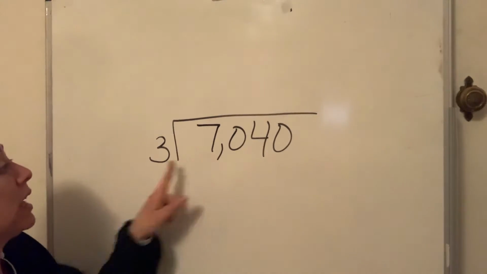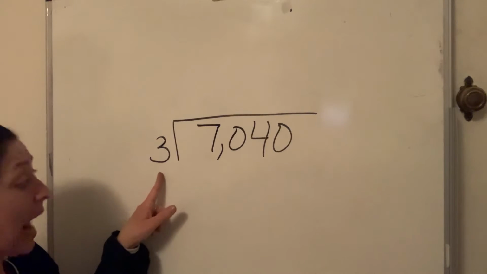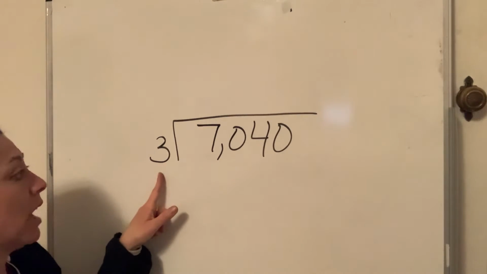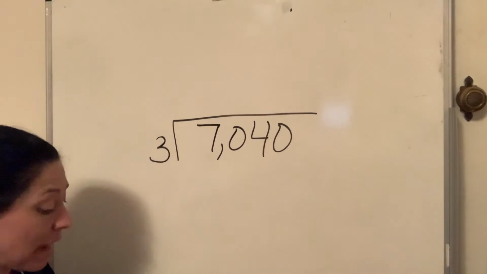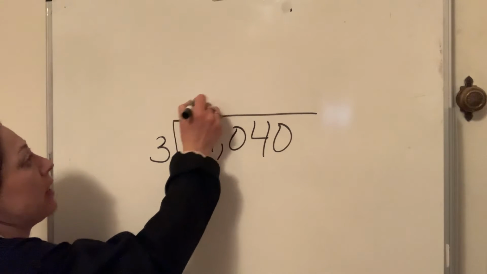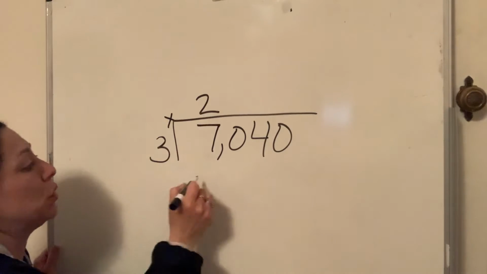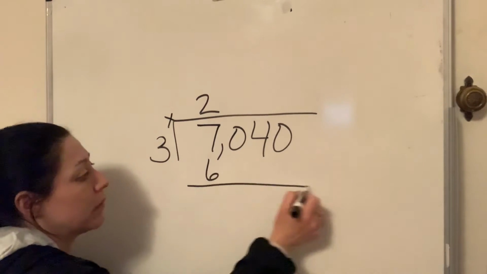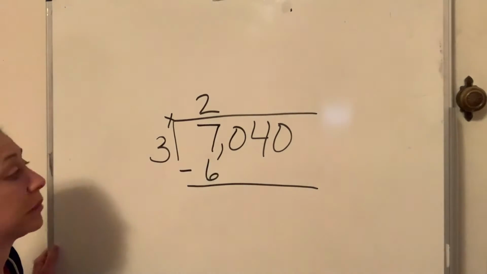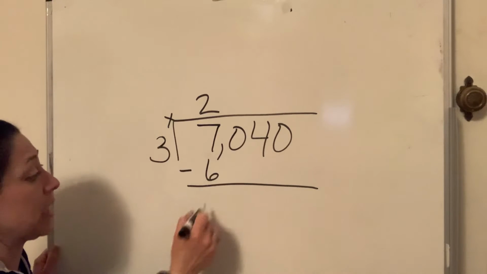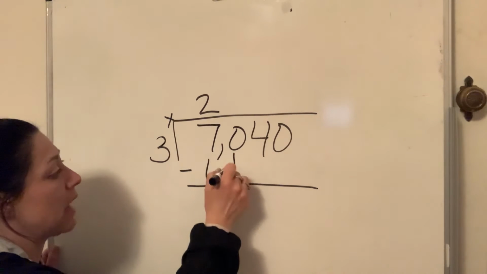So this digit is bigger than this digit. So I can ask myself, how many times does 3 go into 7? Well, I think it's 2, because I know 3 times 2 is 6. And I'm going to subtract. 7 minus 6 is 1. I'm bringing that 0 down.